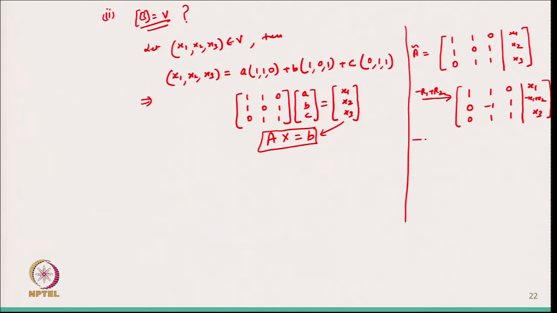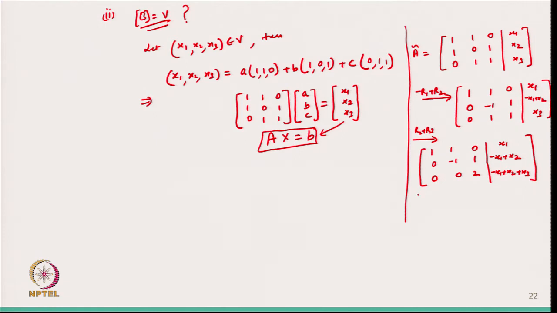Then again I am applying this because I want to make this element 0. So, I am applying R2 plus R3. So, I will get 1 1 0, 0 minus 1 1, 0 0 2. So, it becomes x1, minus x1 plus x2, and I am adding here now. So, it becomes minus x1 plus x2 plus x3, and now it is in echelon form.